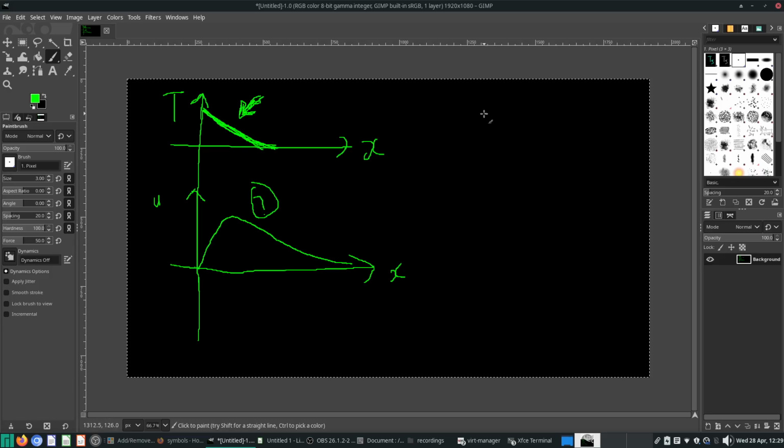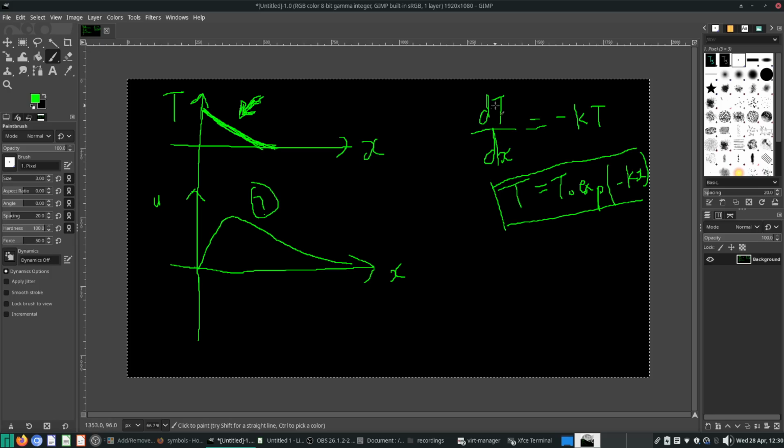Usually exponential equations look like this: del T del x equals minus k T. So T will be brought to the other side, we have a logarithm, and then we'll have T equals some T naught times exponential minus kx. Usually in an exponential curve we will have this sort of equation.